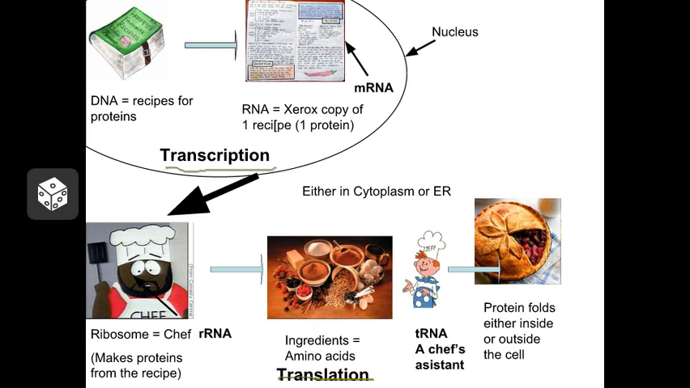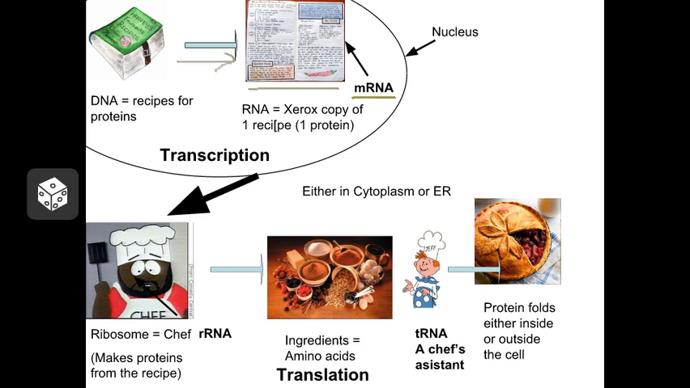So first, let's get the recipe. Let's say that to get the recipe, you need to go to the library, which in this case is a nucleus, and you need to check out the book of recipes. The book that contains all of the recipes for all of the pies in the entire world is the DNA. Now that's a gigantic book and you don't want to carry it. So what you're going to do is make a Xerox copy of the specific recipe that you want. Inside the cell, this is going to be represented by a piece of mRNA, messenger RNA.